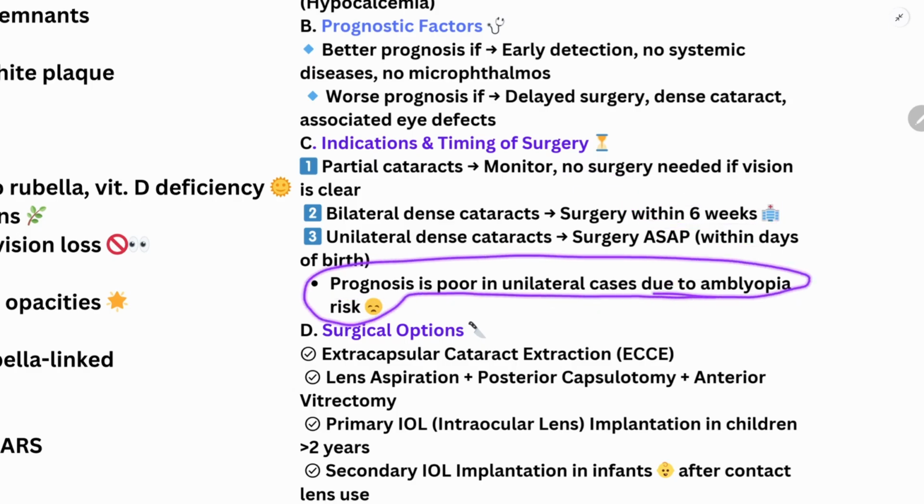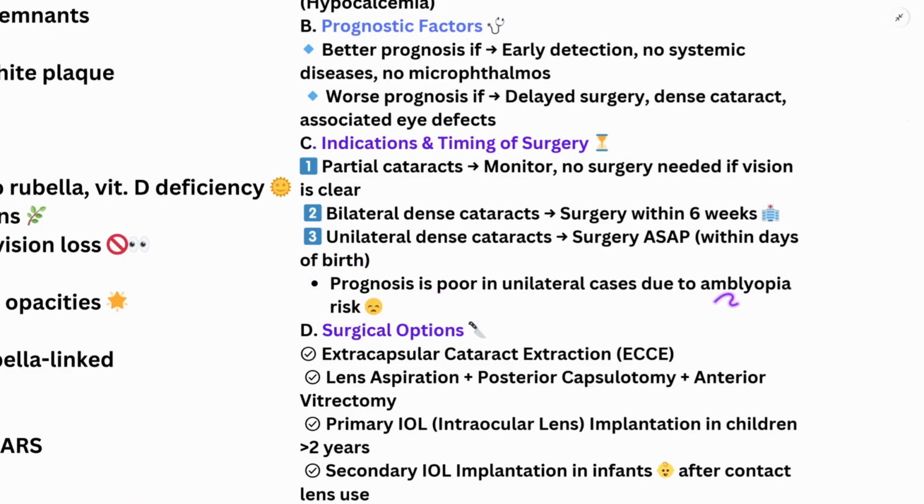So what is this amblyopia here? It is also called lazy eye. So a lazy eye is reduced vision in one eye caused by abnormal visual development early in life. Okay, so the eye is lazy or weaker.